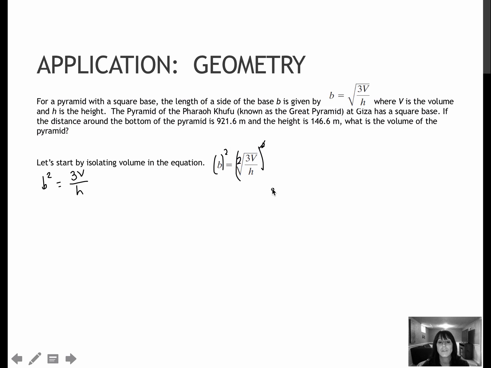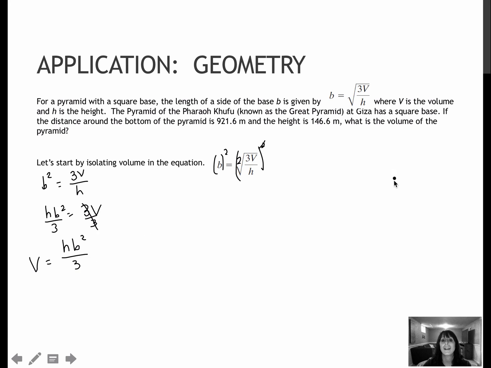I still don't have V by itself, so I'm going to multiply by H. So I have H times B squared equals 3V, and I still don't have it by itself, so now I'm going to divide by 3. So to find the volume, I'm going to take the height times the base squared and divide it by 3, and that should give me the volume.